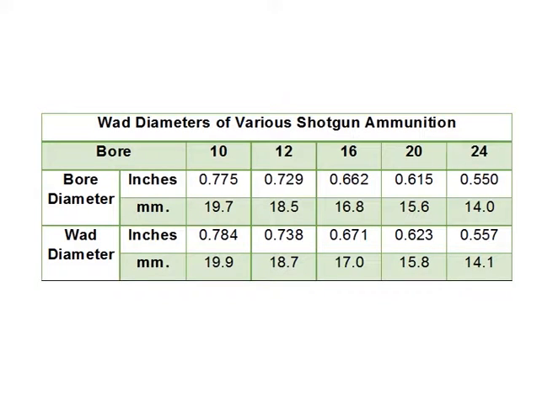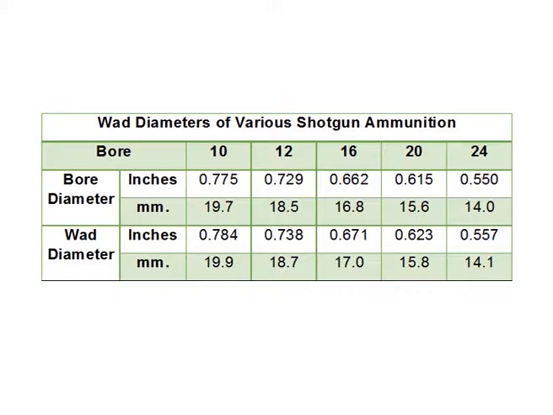Let us first come to bore 10. Bore diameter is 0.775 inches, and in millimeters it is 19.7, while wad diameter for the same is 0.784 inches and 19.9 millimeter respectively. For 12, bore diameter in inches is 0.729 and in millimeters is 18.5, and wad diameter for the same is 0.738 inches and 18.7 millimeter respectively.